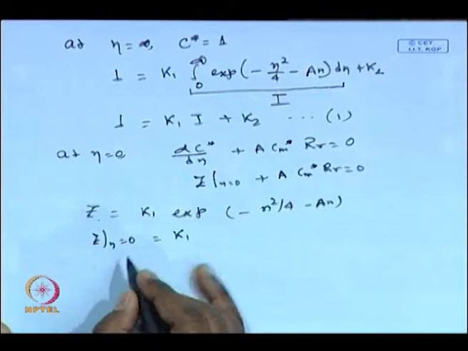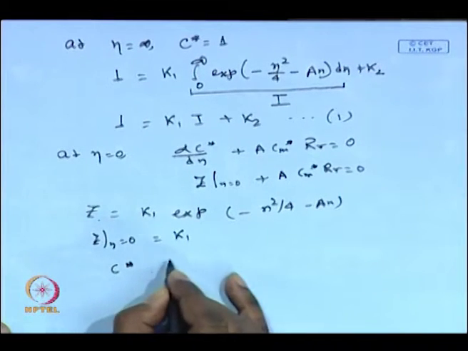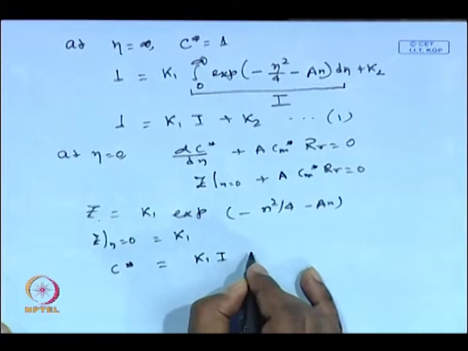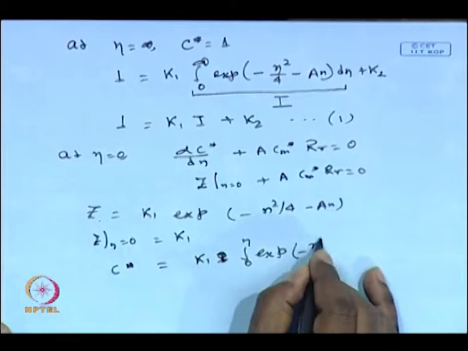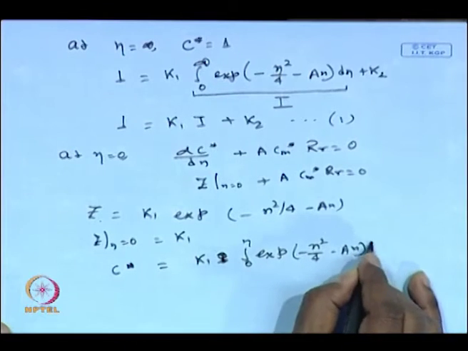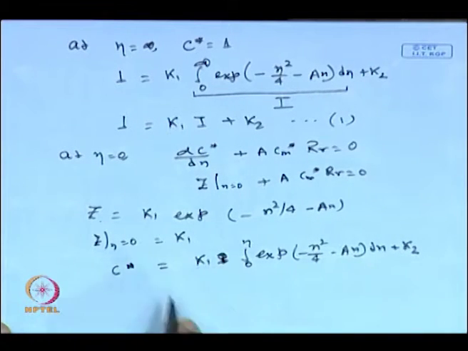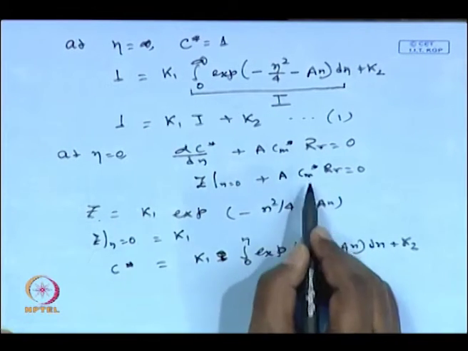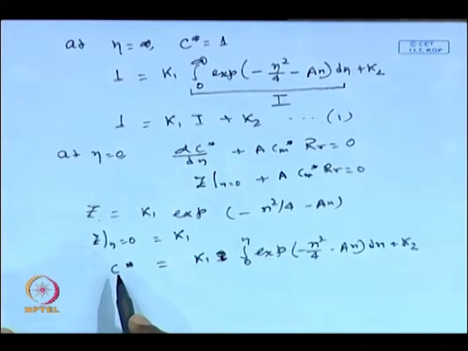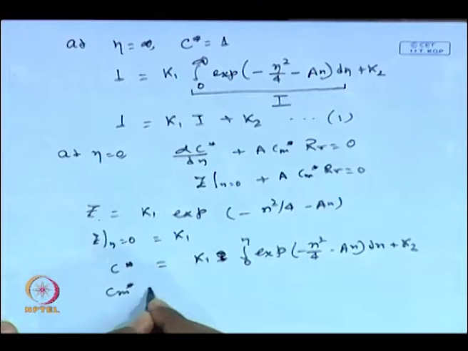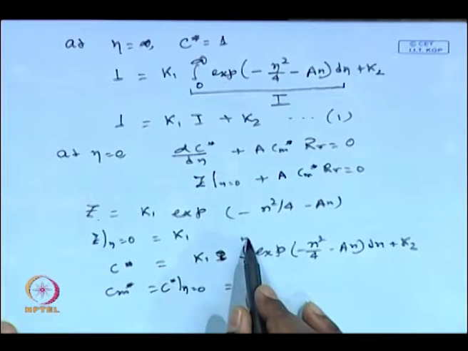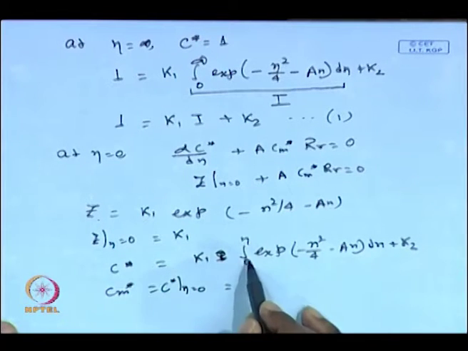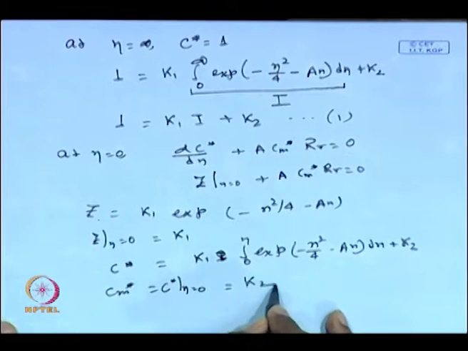And what is cm star? If you look into the expression of c star, that was k1 times the integral from 0 to eta of exponential of minus eta square by 4 minus a eta d eta, plus k2. Cm star is nothing but c star evaluated at y star equal to 0, and y star equal to 0 is nothing but eta equal to 0. Once it is eta equal to 0, the upper limit becomes 0, so the integral will be from 0 to 0. The whole integral will vanish, so cm star is nothing but the other constant k2.